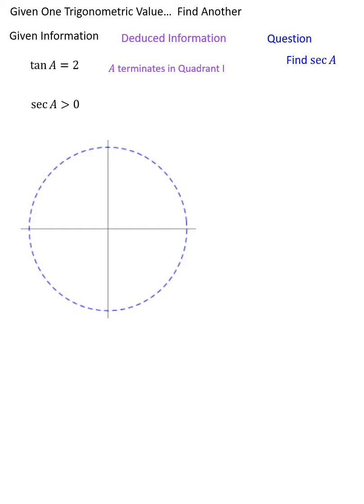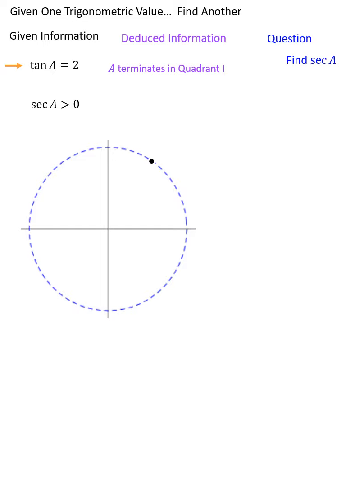So all of the plus or minus signs in consideration have led us to the conclusion that A terminates in quadrant 1. Now let's consider this particular point right here, which was somewhat randomly chosen. We really don't know where in quadrant 1 A terminates.